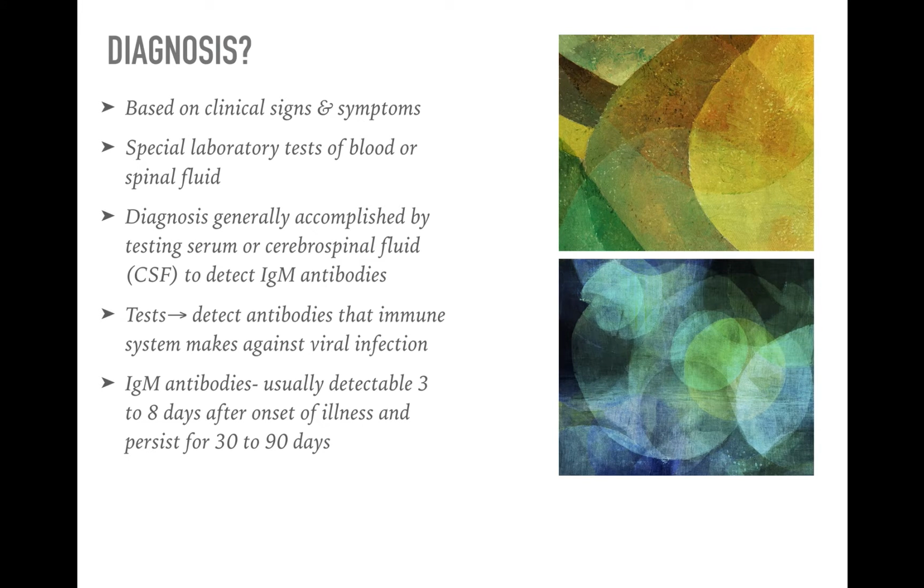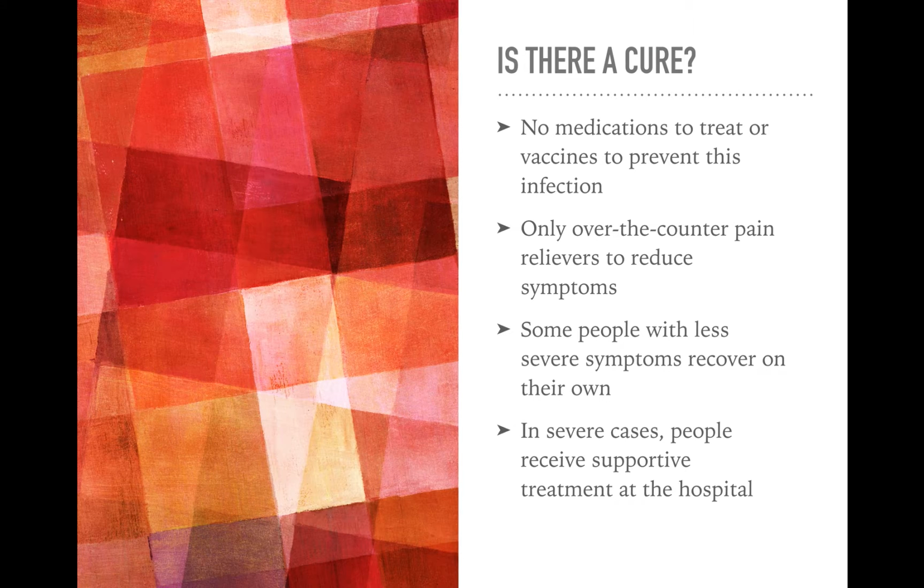What is the diagnosis for West Nile virus? Based on clinical signs and symptoms, special laboratory tests of blood or spinal fluid. Diagnosis is generally accomplished by testing serum or cerebral spinal fluid to detect the IgM antibodies. Tests detect antibodies that immune systems make against viral infection. IgM antibodies are usually detectable 3 to 8 days after the onset of illness and persist for 30 to 90 days.